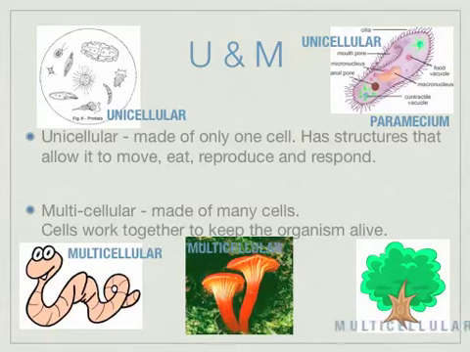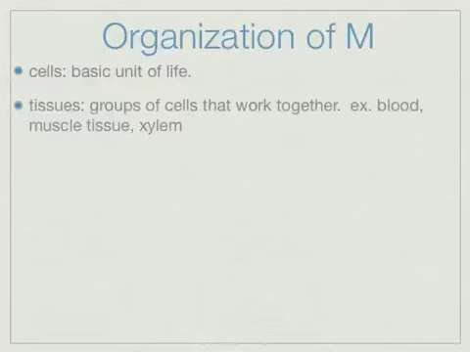A worm, fungi, and trees are all multicellular organisms. So they have different cells that do different jobs. Let's talk about how multicellular organisms are organized. Cells are the basic unit of life, so it's the smallest piece of life that you can have.